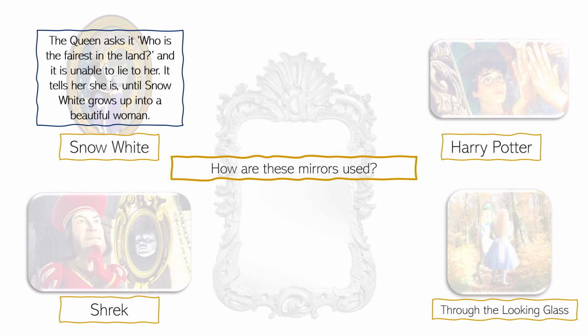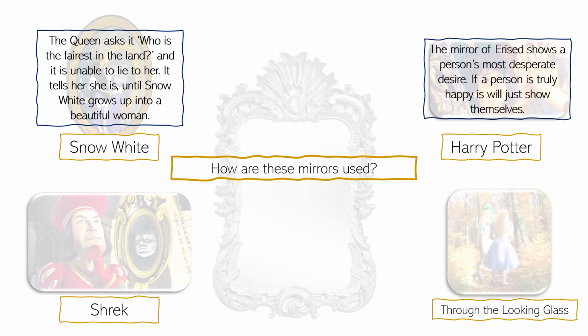What about Harry Potter? How is the mirror used in that? Can you remember? It's the Mirror of Erised. If you wonder why it's called that, look at the word backwards. It shows a person's most desperate desire. What does that person want in the whole world most of all?